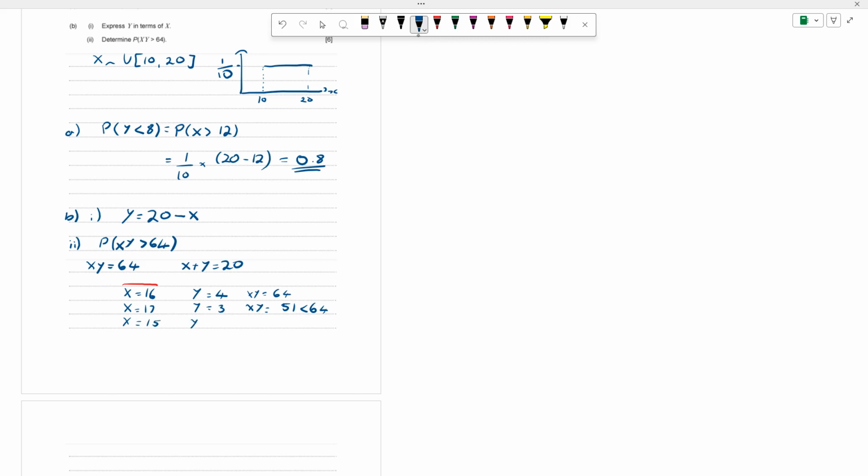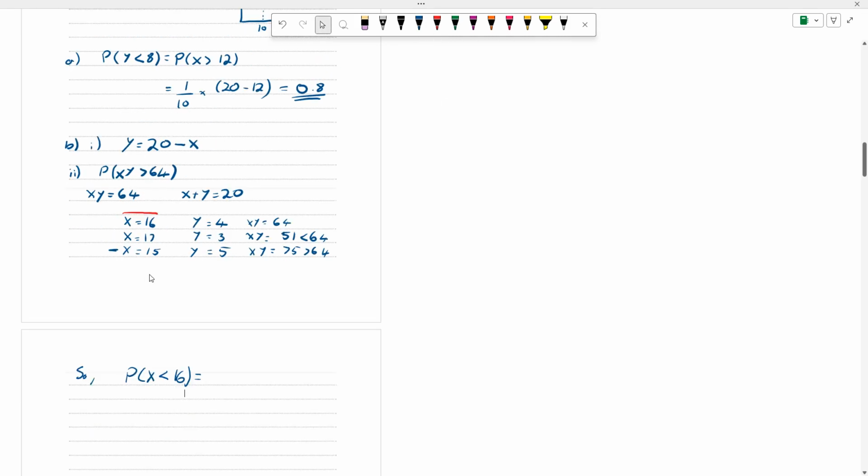If I do 15, y would have to be 5. xy would now come out as 75, which is bigger than 64. Which means, if I'm thinking about this now, I want the probability that x is less than, because this has got smaller, less than 16. I'm going to do the same thing again.